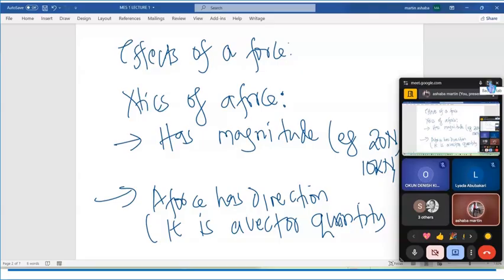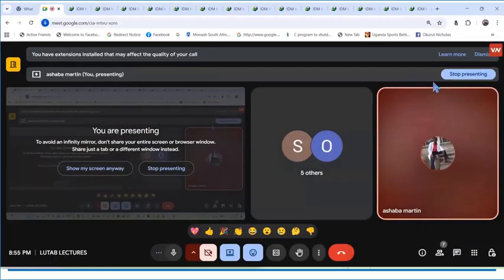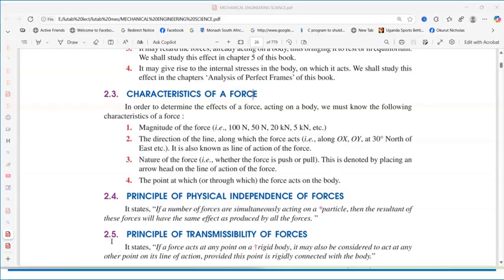Yeah, a force has a magnitude. So in any case, if you indicate a force on a body, you are supposed to show its magnitude. You're supposed to show its direction. In most cases, those two characteristics are on each and every force. Then at other times, you can show the nature of the force. It can be a push or a pull, which you can show by putting an arrowhead on the force. You can also indicate the point at which the force acts on the body.